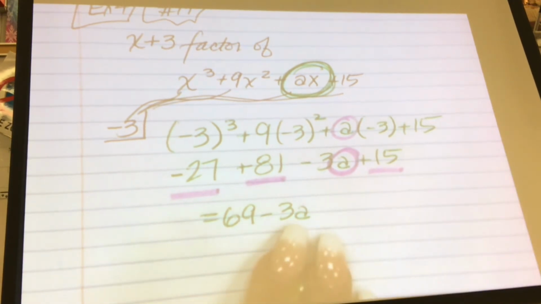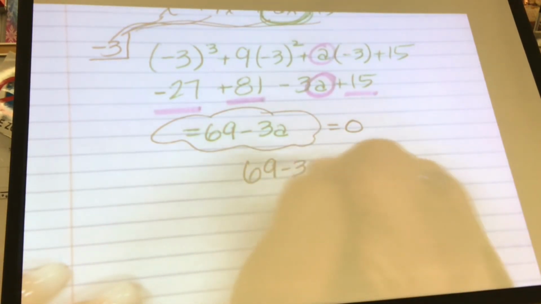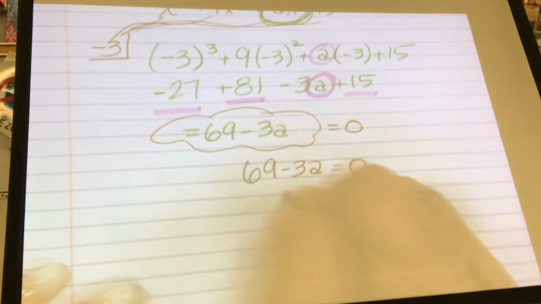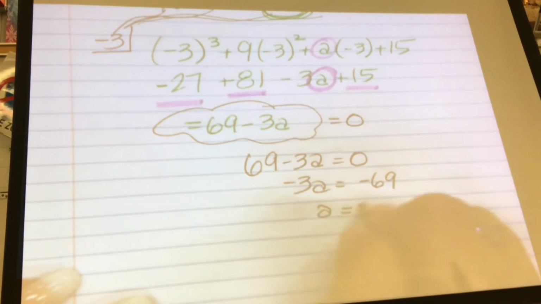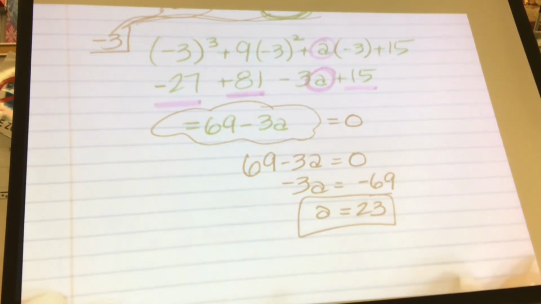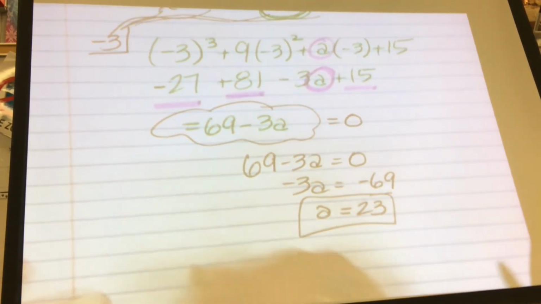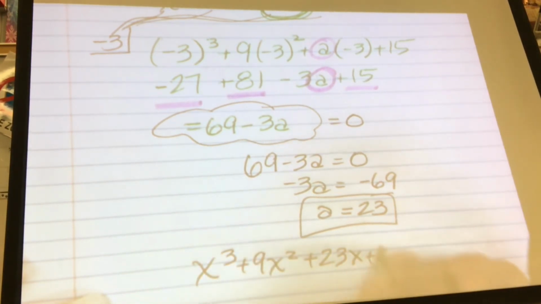So in order for me to find a, I don't want a remainder, so all I have to do, real simple, is set this equal to 0 and solve for a. So 69 minus 3a equals 0. Negative 3a equals negative 69. So a is equal to 23. So if I plug this back in, my final answer is going to be x cubed plus 9x squared plus 23x plus 15.